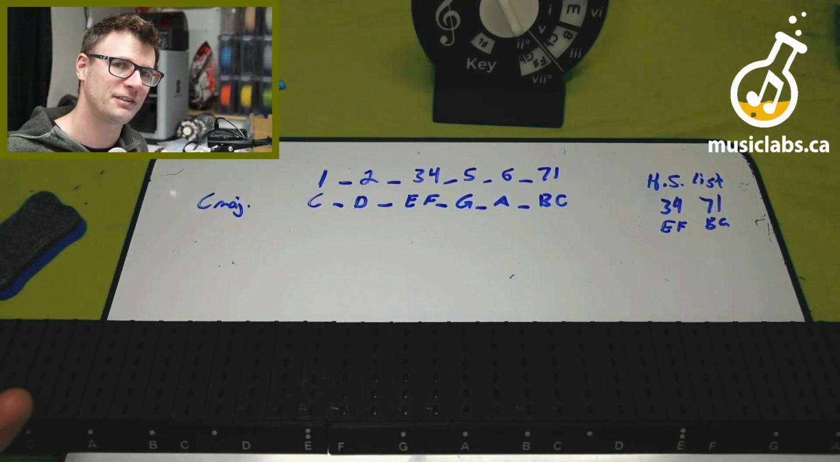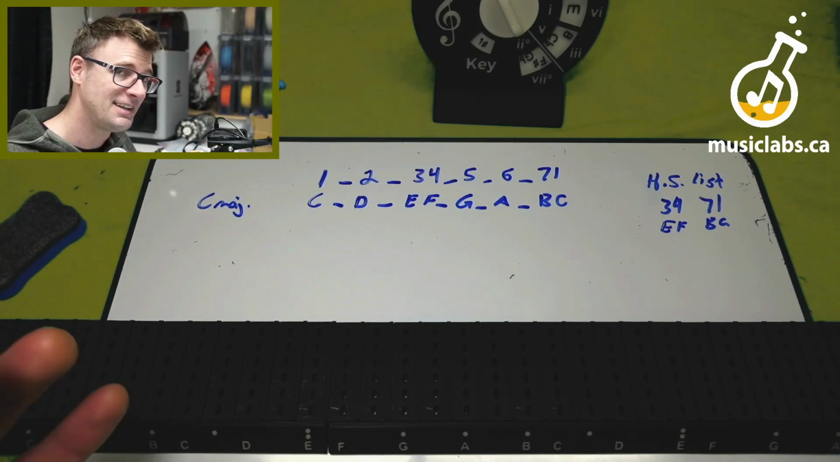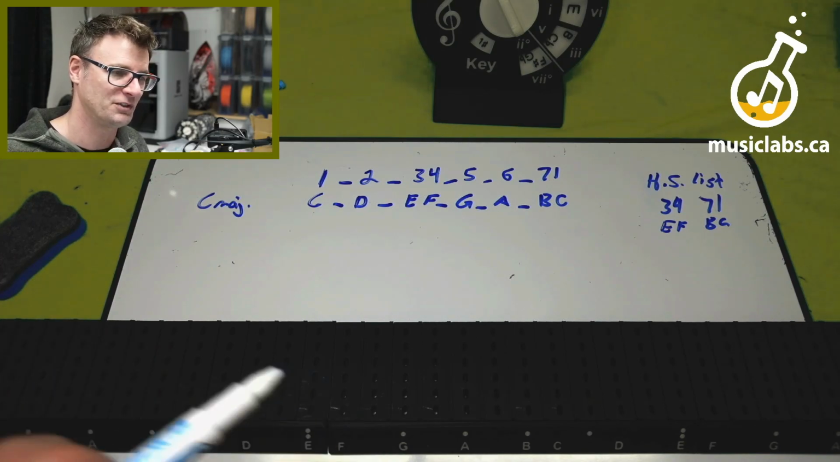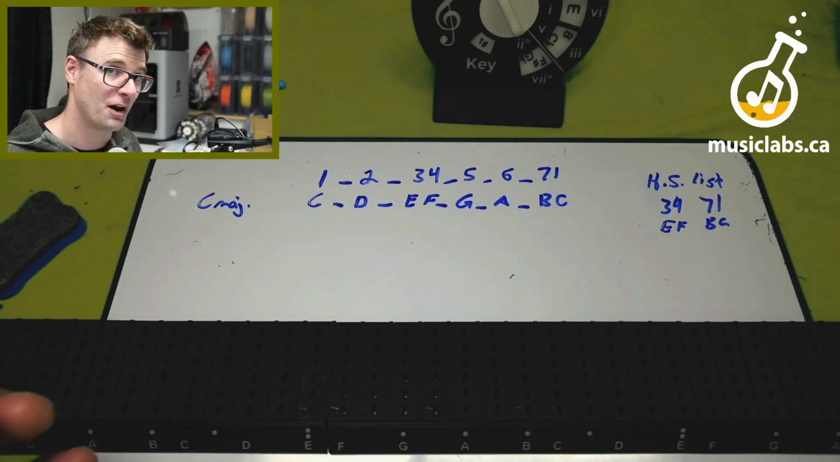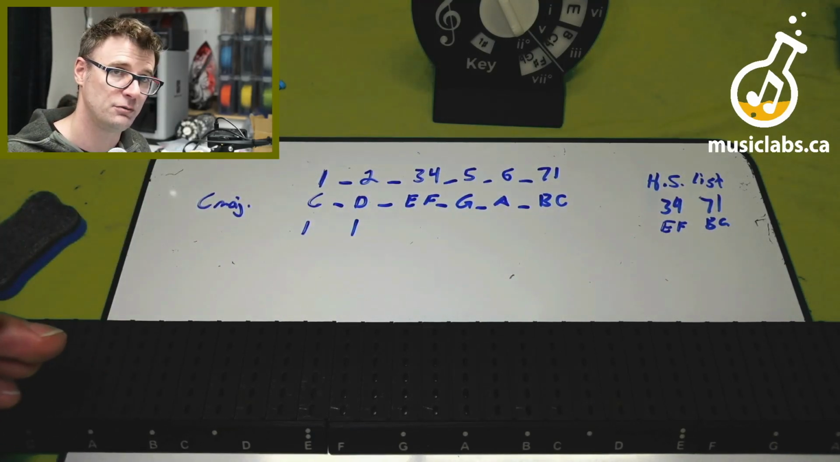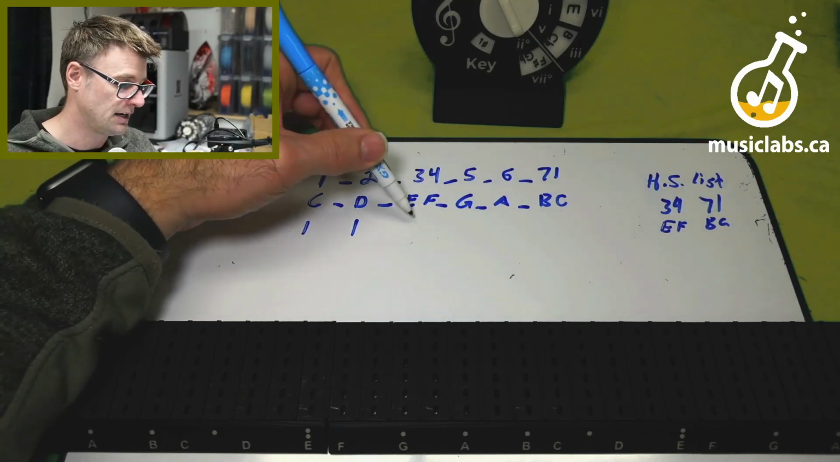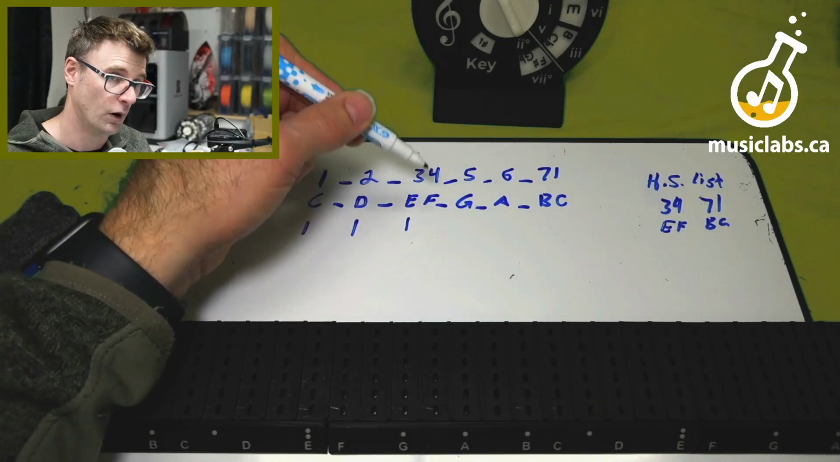So how does that relate to the guitar? What is a whole step on the guitar? Well, it's really easy. It's just 2 frets. And what's a half step on the guitar? It's 1 fret. So it's not hard. So between C and D should be 2 frets. Between D and E should be 2 frets. And between E and F, 1 fret.